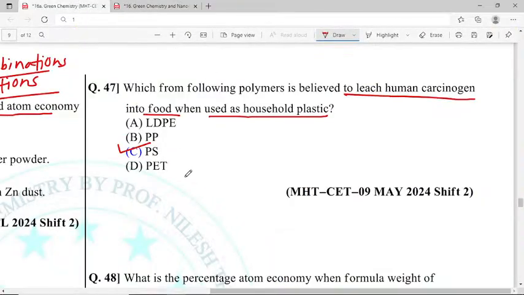Next question is LDPE, PP. LDPE stands for low density polythene. PP stands for polypropylene. Next, PET stands for polyethylene terephthalate.